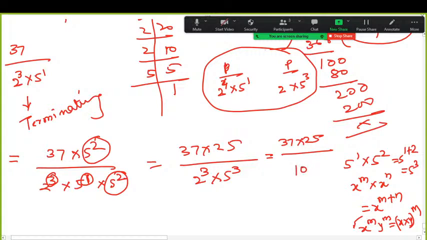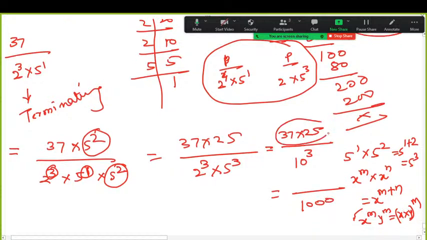Okay, now what is here? 10 raised to the power 3 is here. Can you figure out what is your numerator? And here denominator is 1000. You just multiply this and tell me the answer. 37 times 25.